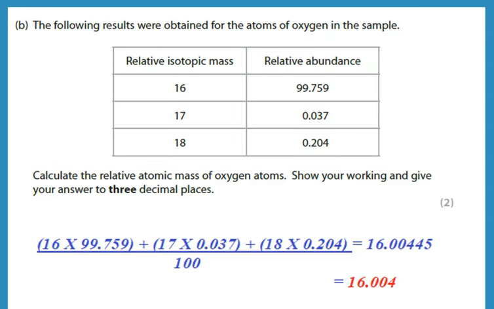16.00445. But then, please note that usually in his question, he would give you an indication of what he wants your answer to be. So in this case, he's saying, show your working and give your answer to 3 decimal places. You have to change this to 3 decimal places. You should be able to round the numbers to 3 decimal places.